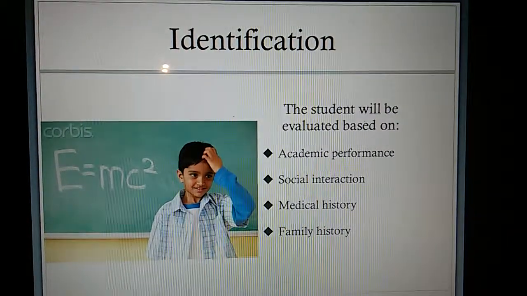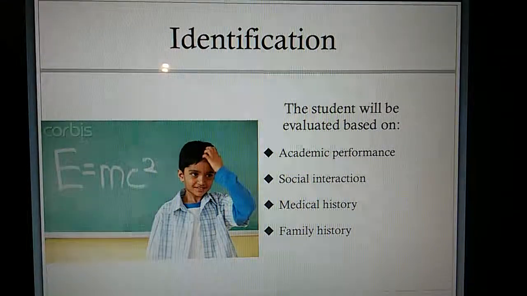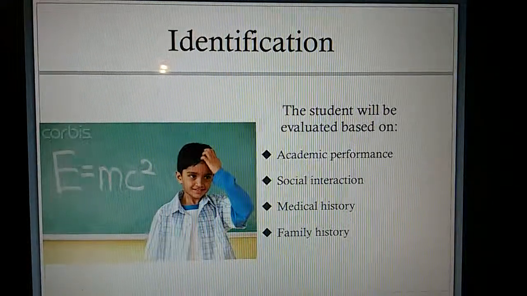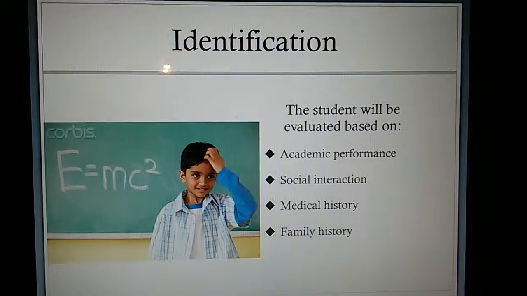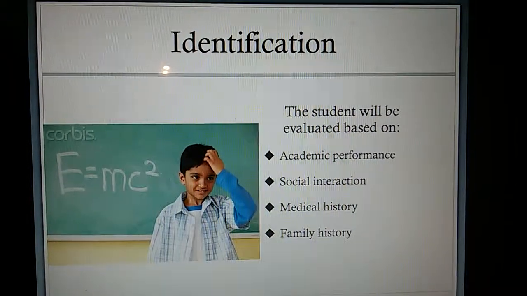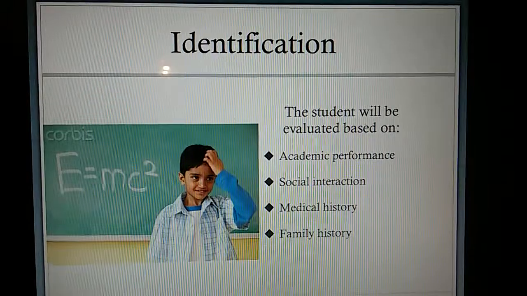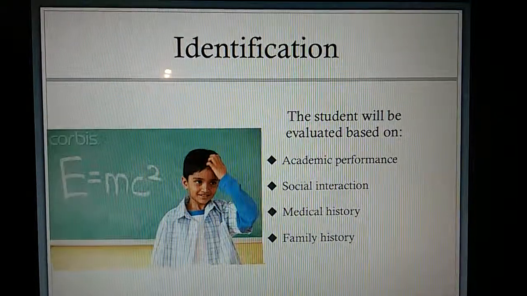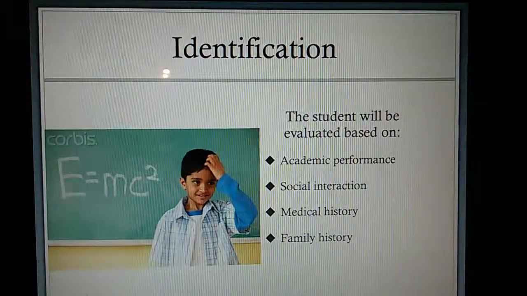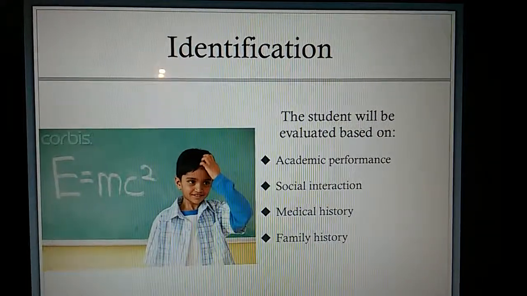Identification. The identification of a disability is determined through a full, non-discriminatory evaluation of the student. The student's medical history, family history, social habits, academic performance, and other things regarding the child are considered to see if he has a disability and is a candidate for special education.